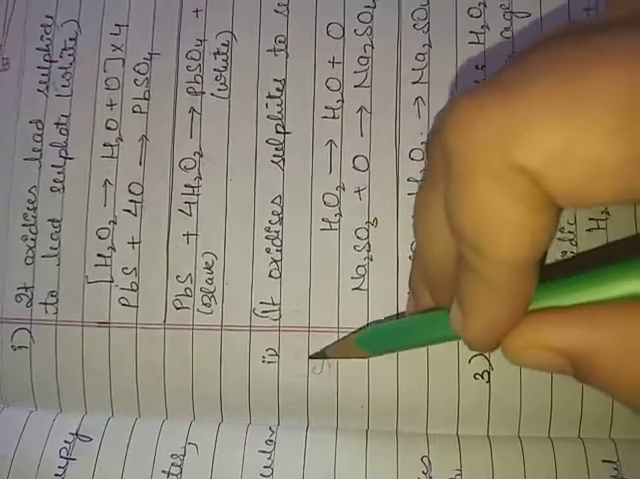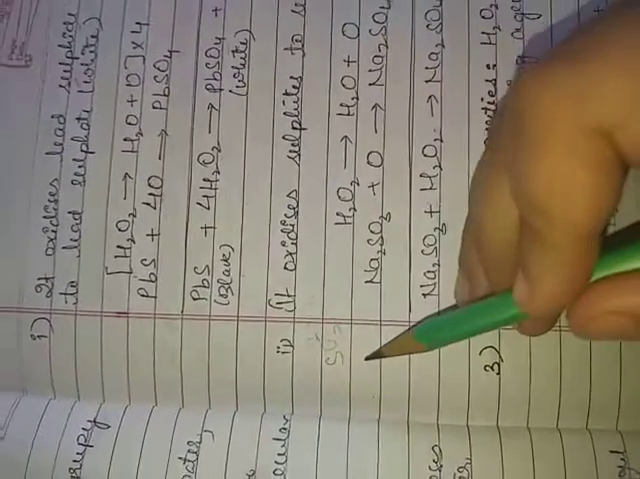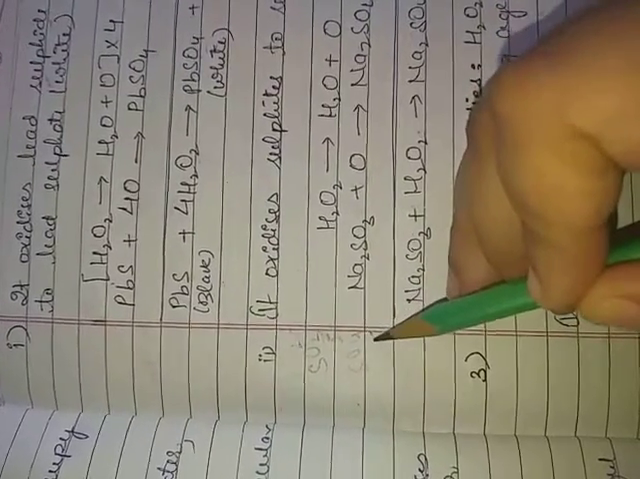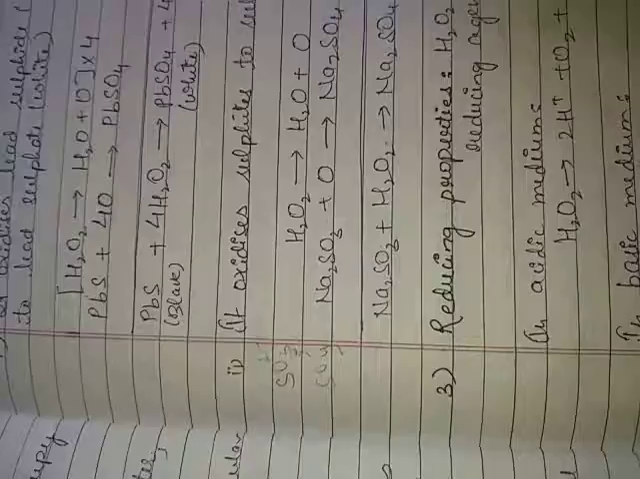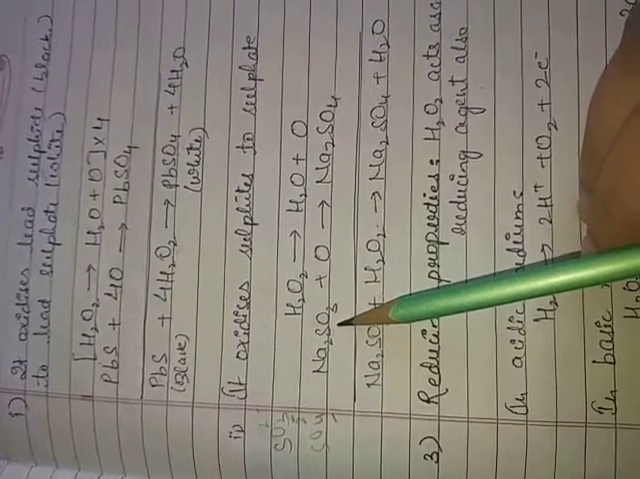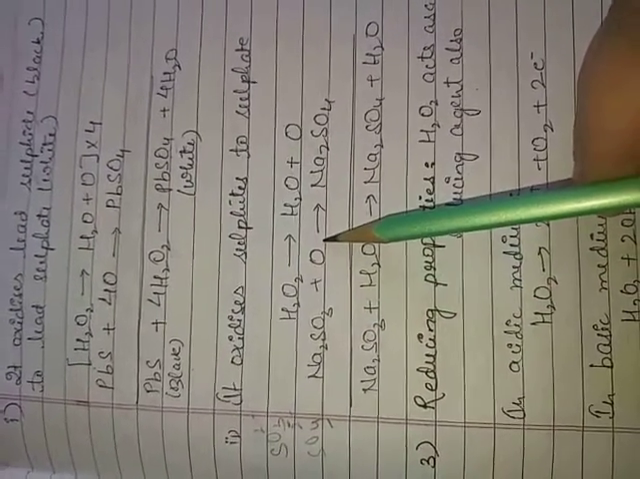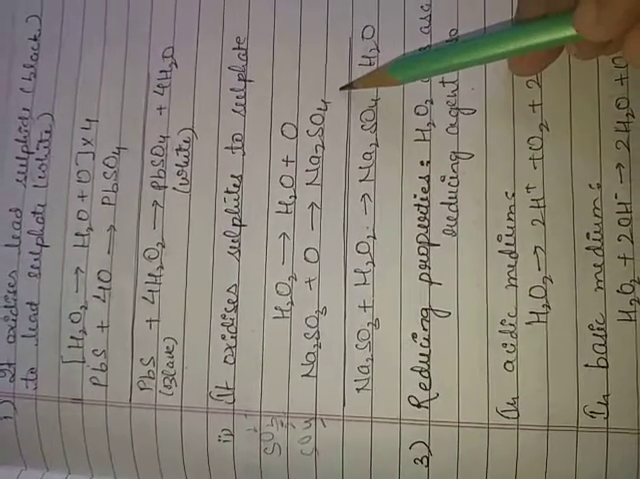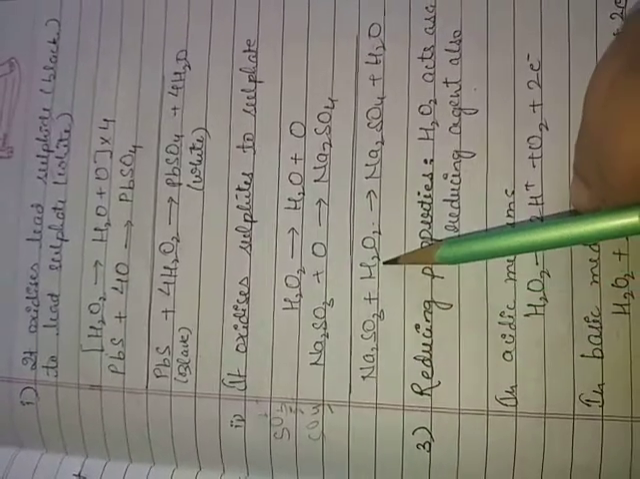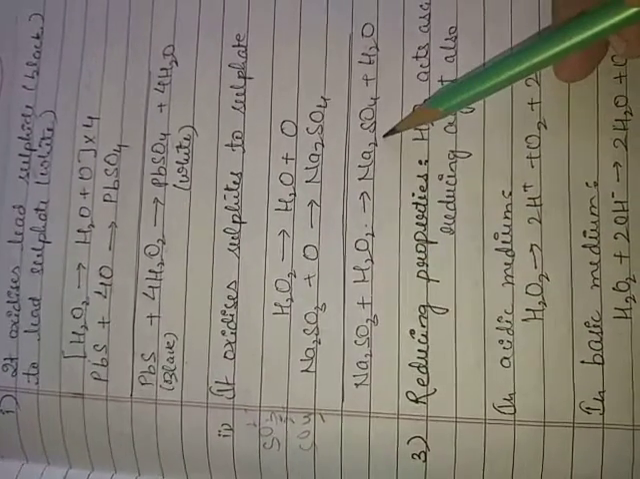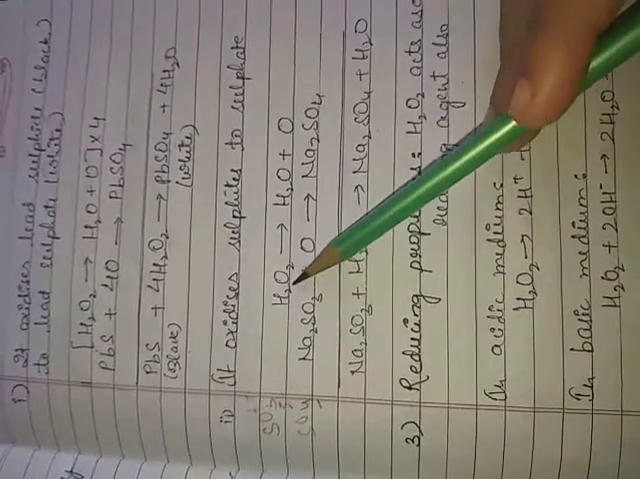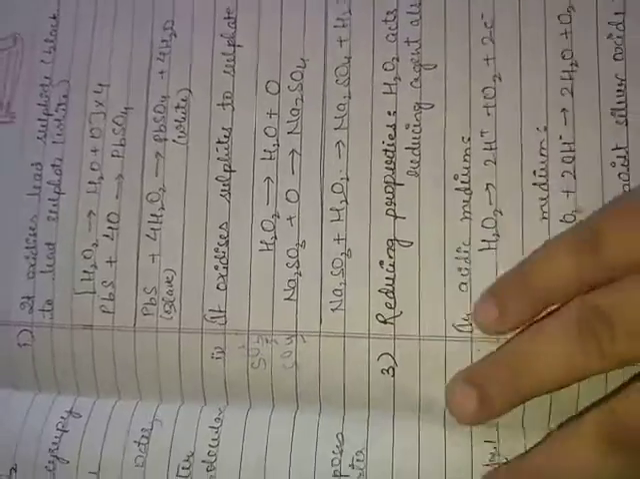See, sulfites are SO3 2 minus and sulfates are SO4 2 minus. So sulfites are converted to sulfates. Addition of oxygen is taking place. If to this sulfite one oxygen atom is added, then it will change to Na2SO4, to sulfate. So sulfite, when it reacts with H2O2, we will get sulfate. This is also showing that H2O2 is acting as an oxidizing agent, where itself it is getting reduced.